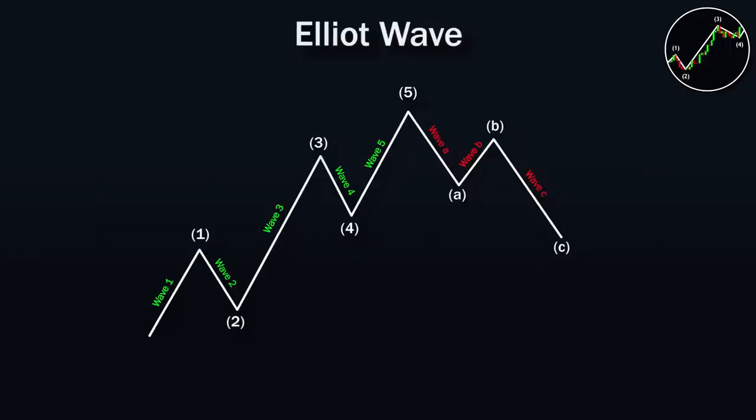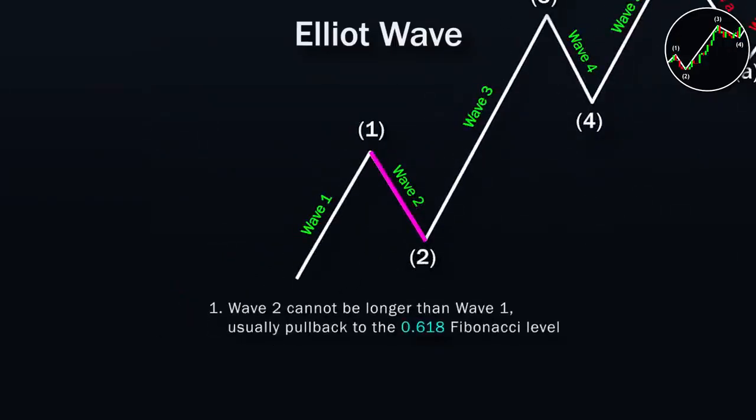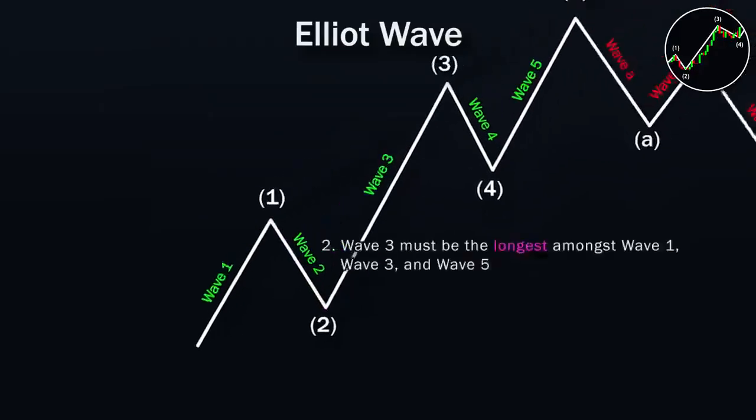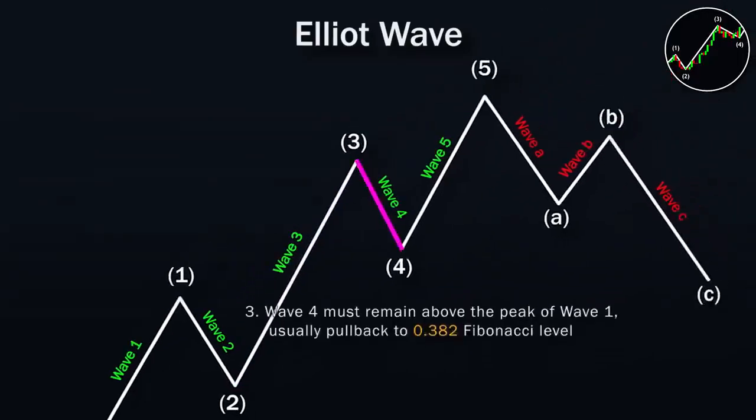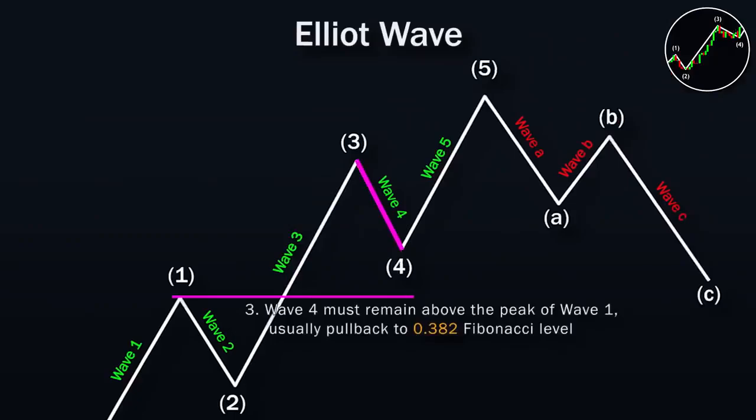Now, there are specific rules to ensure that a movement is considered as a valid Elliot wave. First, wave 2 cannot be longer than wave 1. And usually pulls back to the 0.618 Fibonacci level. Second, wave 3 must be the longest wave amongst wave 1, 3, and 5. Third, wave 4 must remain above the peak of wave 1 and usually pulls back to the 0.382 Fibonacci level.